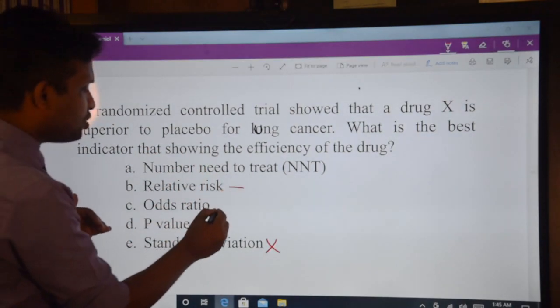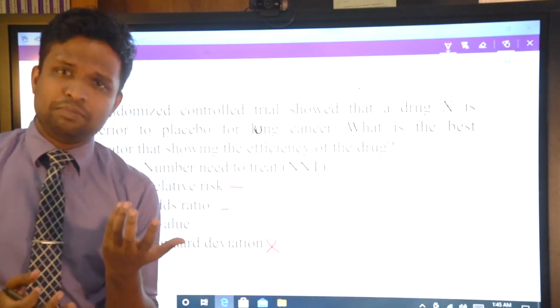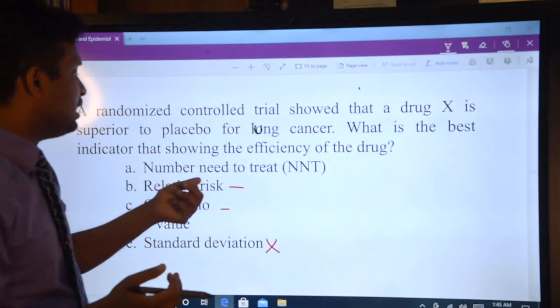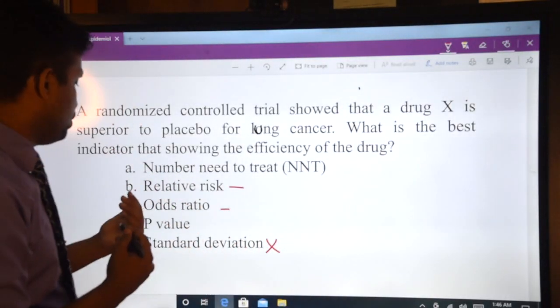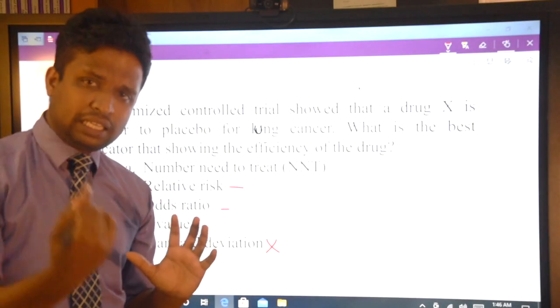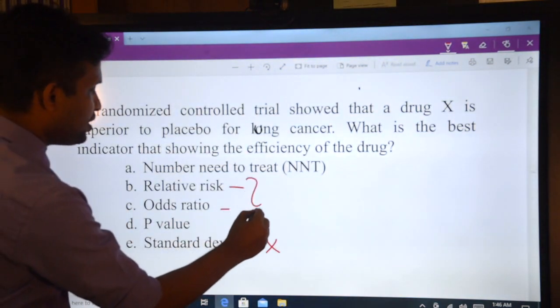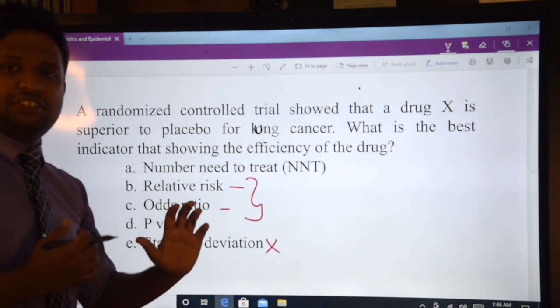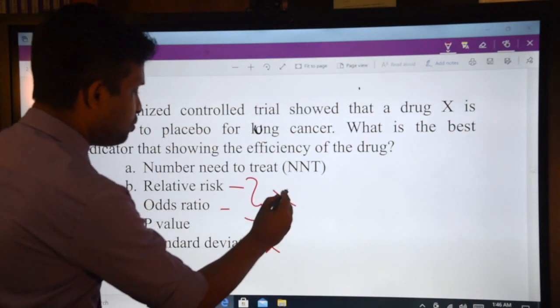What about odds ratio and relative risk? Based on your study design, you might use relative risk, where you can compare the incidence. The odds ratio, based on your design, you can apply as well. But mainly, relative risk and odds ratio, we generally use them to determine the risk factors. So these 2 answers are out.